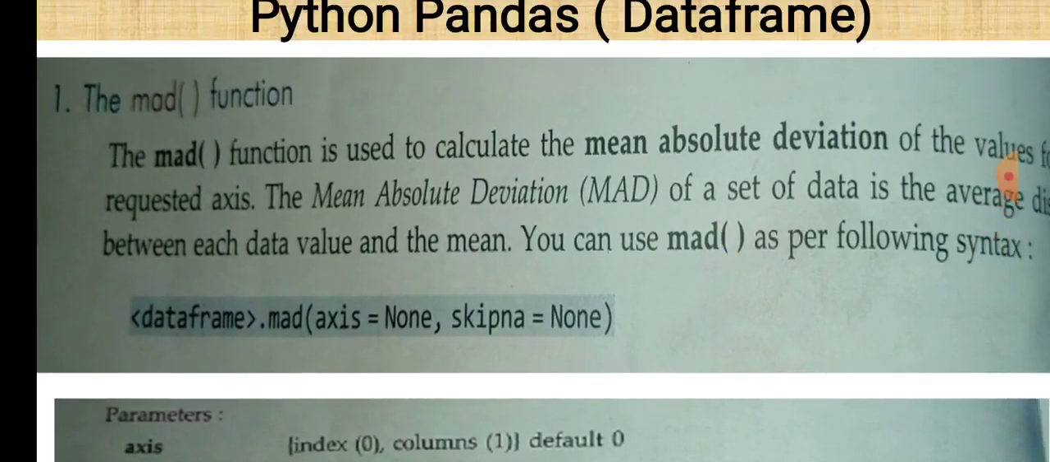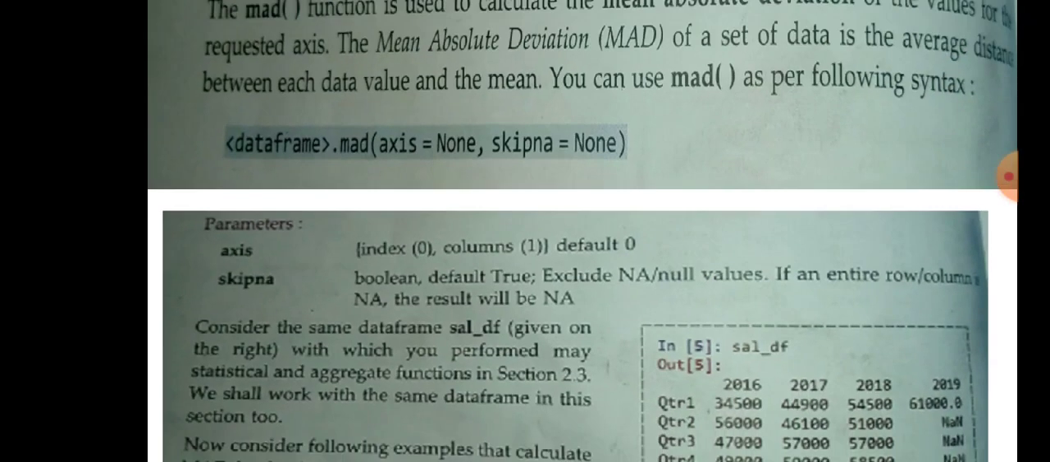Mean absolute deviation, you can find out mean absolute deviation by the MAD function, and by default axis is equal to none. So basically, if you want to find the mean absolute deviation, take the mean of all values first, and then find out the deviation, and then find out again the mean of those values. For that purpose the MAD function is used.